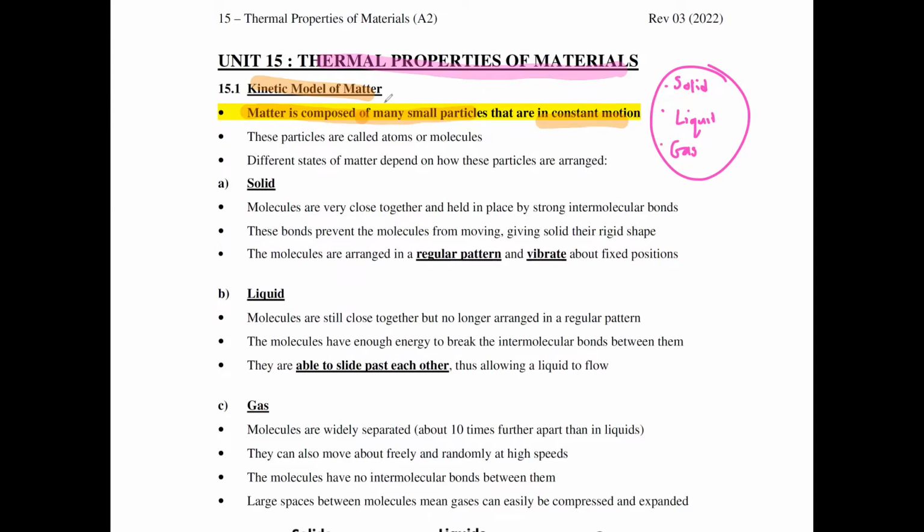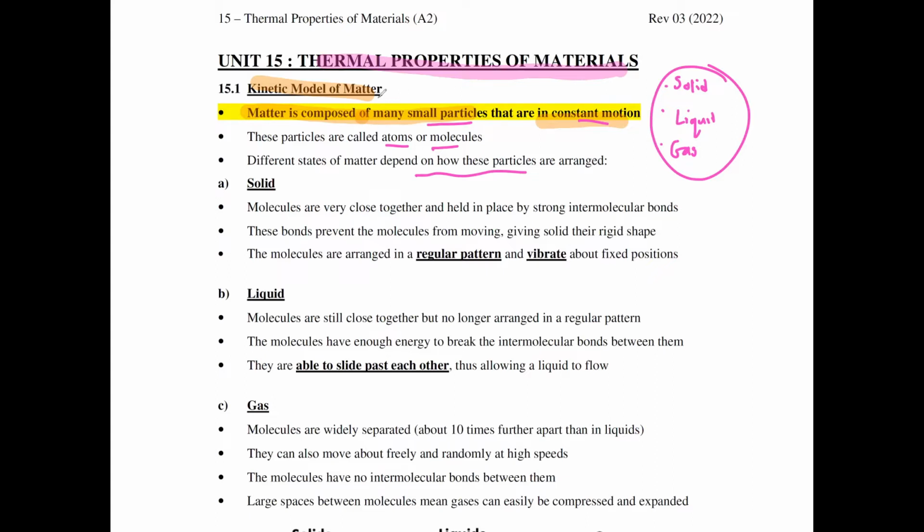So we say that matter is composed of many small particles that are in constant motion. These small particles that we're referring to are called atoms or molecules. And what determines the states of matter depends on how these particles are arranged in the first place. What you're seeing over here on the screen, the description, is probably something that you would have learned from IGCSE or SPM before.